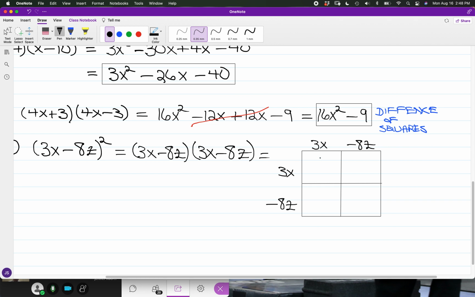With the corresponding parts here, in the upper left hand cell we have 3x times 3x, so this will become 9x squared. Then in the lower left hand section, for the outside product, we have 3x times negative 8z, so this will be a negative 24xz. Then in the upper right hand section, the inside product, this will be another negative 24, and placing the letters in alphabetical order, we also have xz. And with the last product, a negative times a negative is going to be a positive. In this case we have 64, and this will be z squared.